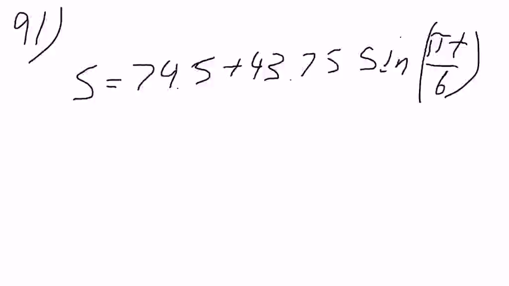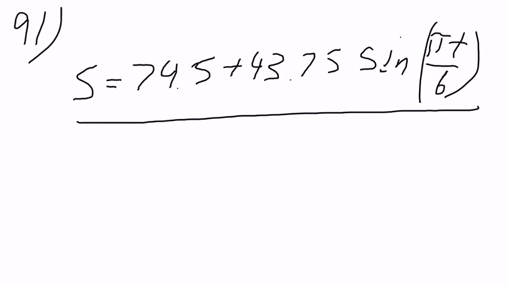Okay, class, this is number 91. We're supposed to find the monthly sales, which turns out to be this equation. And we want to find out what months we can sell over 100,000. So this is in thousands of units. So this is 74,000, this is 43,000. So what does all this mean?